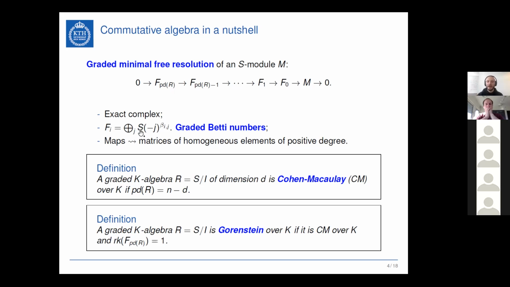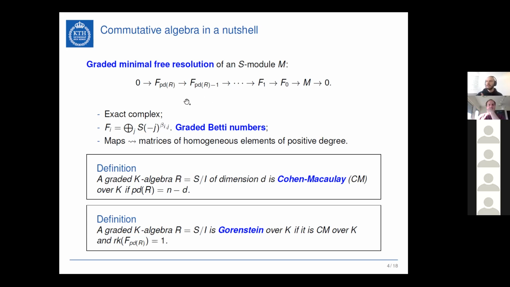So they are a direct sum of certain copies of S, and they are shifted in degree in a way such that the linear maps in this sequence are matrices of homogeneous elements of positive degree. The fact that I'm requiring the matrices in this sequence to have positive degree has to do with the word minimal, because in principle you could have scalars in the matrices, but if I require the elements to have strictly positive degree, then this resolution is minimal, and it becomes somehow unique up to isomorphism of chain complexes.